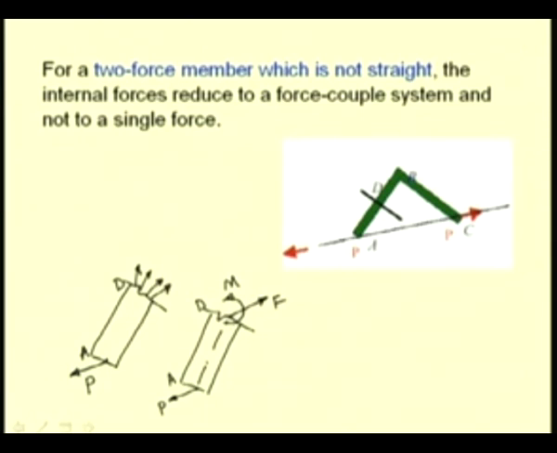This force F can be represented by its two components, one along the axis and one transverse to the axis. So, this represents the resultant of the internal forces at D for this two force member. We have designated the axial force and the transverse force as F and V and the moment as M.